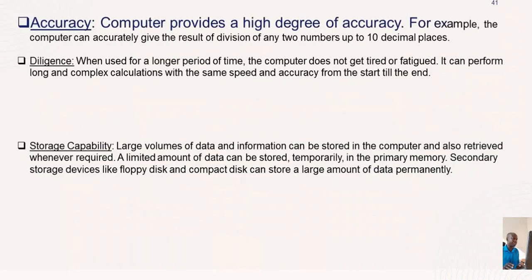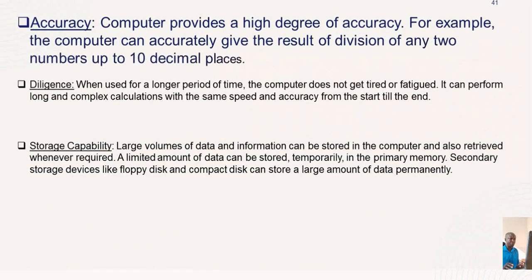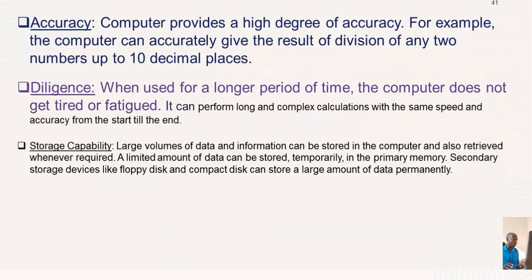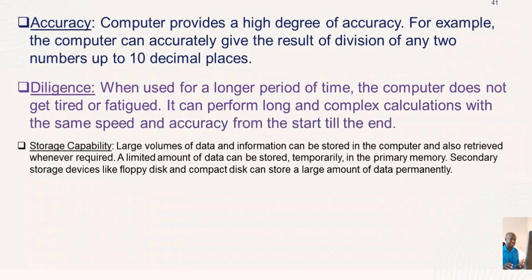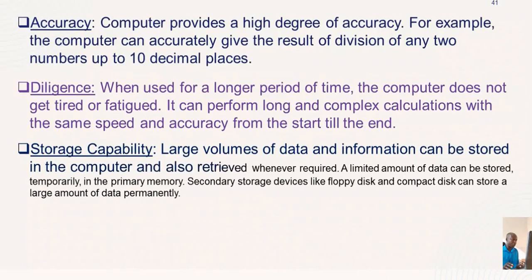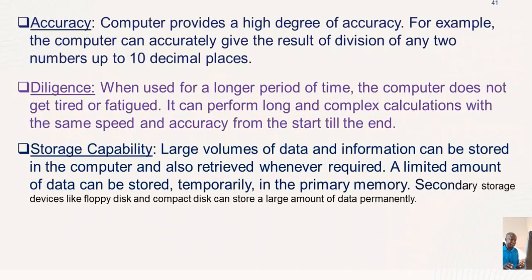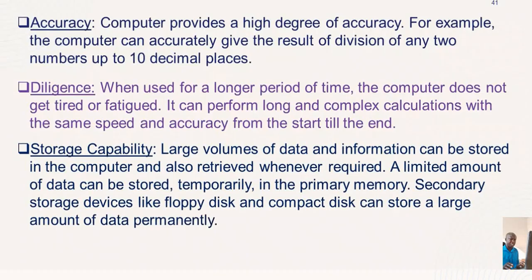Accuracy. A computer provides a high degree of accuracy. For example, the computer can accurately give the result of a division of any two numbers up to 10 decimal places. Diligence. When used for a longer period of time, the computer does not get tired or fatigued. It can perform large complex calculations with the same speed and accuracy from the start till the end.